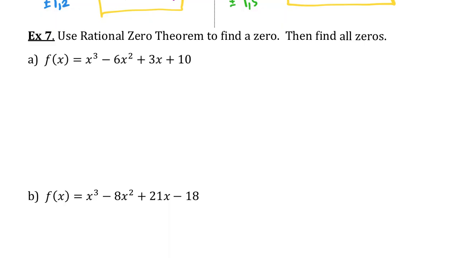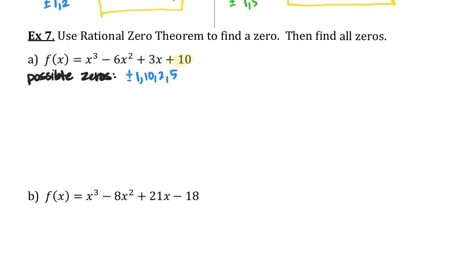Okay, since they did not give me the first factor like we did in the last section, I'm going to list all the possible zeros. Now you don't have to list them every time, but you need to keep in mind what your list is so you know what to check for. Let me look at the last number. It's a 10. So what could I times? I could have 1, 10, 2, 5, and it could be positive or negative.